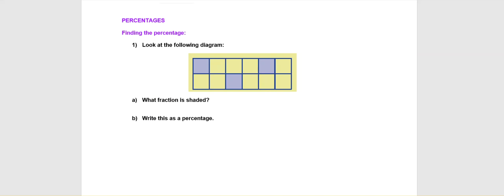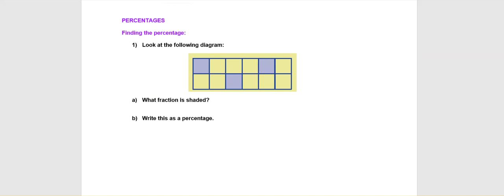Now, whenever you are dealing with questions like this, where you have a diagram and there are parts of the diagram shaded, always count how many squares there are in total. That will be the denominator of our fraction. So here I can see I've got 2, 4, 6, 8, 10, 12. 12 squares in total. That's my denominator. And then my numerator will be how many of those squares are shaded. We've got 1, 2, and 3.